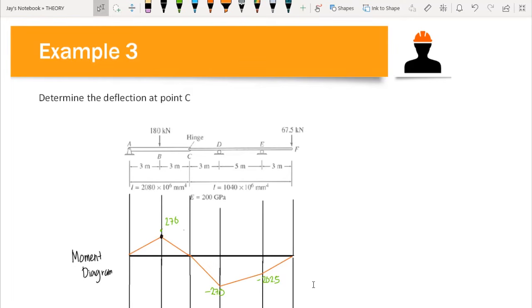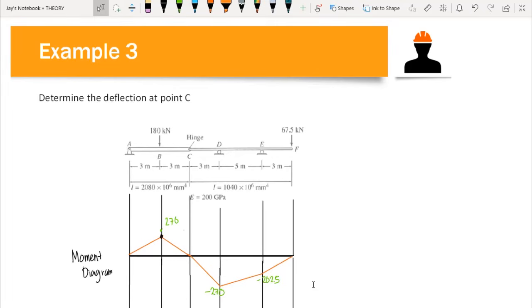And in this video, we will continue our discussion on conjugate beam method. This is the third part of our discussion on conjugate beam method. If you have never watched the last two parts of this discussion, I have posted the link of part 1 and part 2 in the description below. So please watch all of my videos regarding conjugate beam method.